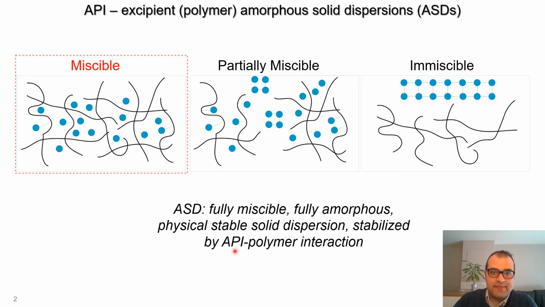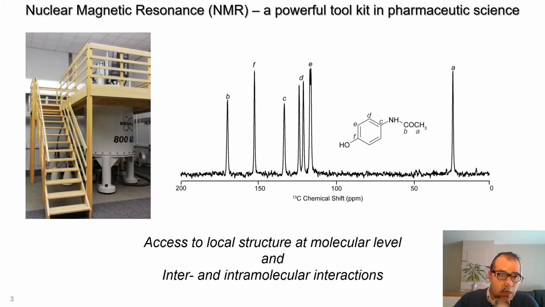To identify and investigate the nature of this interaction is a crucial point in this field, and their identification is still a challenge. Many techniques have been employed. Among these, nuclear magnetic resonance plays an important role. NMR is a really powerful toolkit in pharmaceutical science, because using NMR we have access to the local structure at molecular level, and we can highlight inter- and intramolecular interaction.